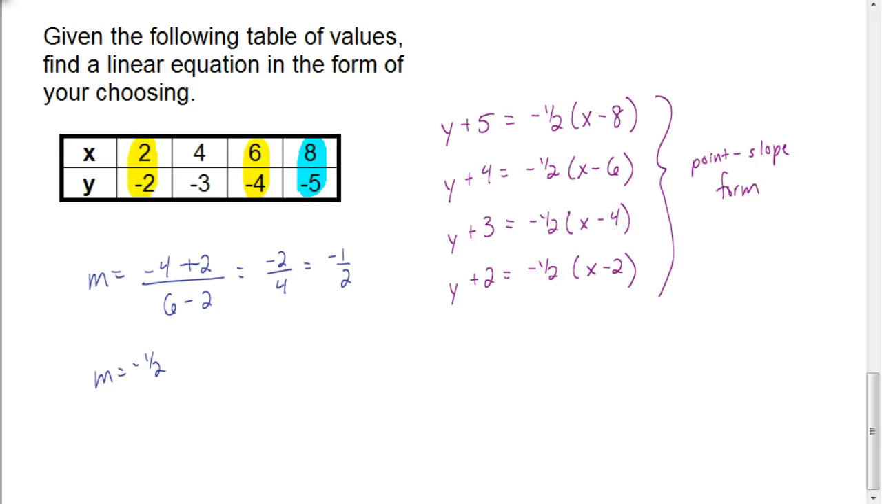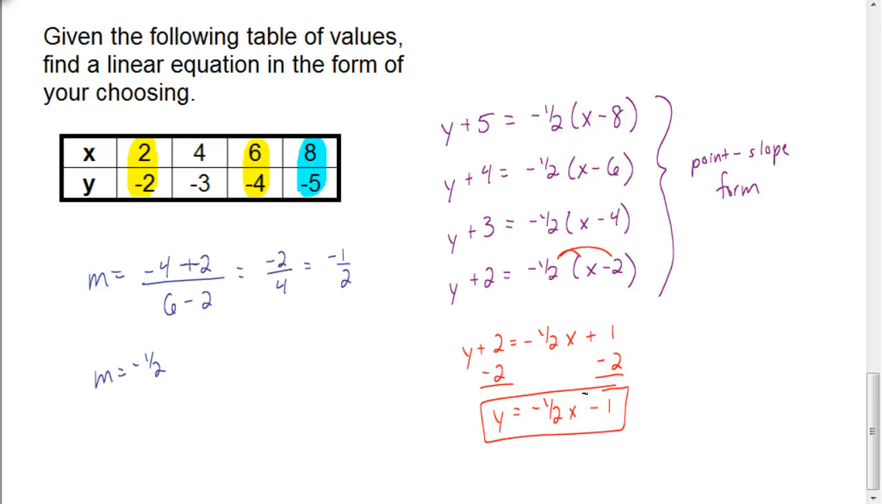Now, if we wanted to get it in slope-intercept form, all of these would end up simplifying to be the same answer. Let's just pick this most recent one here and distribute the negative 1/2 through, in which case we'd have y plus 2 equals negative 1/2 x. And negative 1/2 of negative 2 would be a positive 1. Subtract 3 from both sides. I'm sorry, subtract 2 from both sides. And when you do that, you get y equals negative 1/2 x, and 1 minus 2 is negative 1.